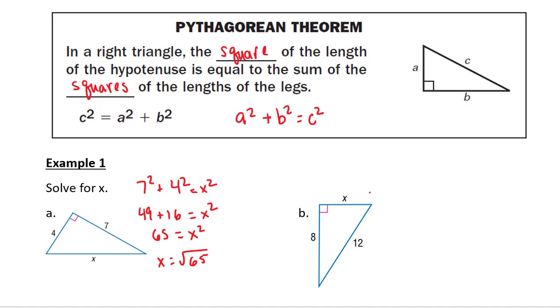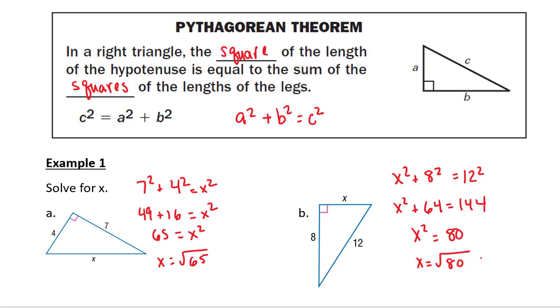B, one leg squared plus another leg squared equals my hypotenuse squared. So x squared plus 64 equals 144. I subtract 64 from both sides and I get 80. Again, I square root and I want everything in simplest radical form. In simplest radical form, that is 4 root 5.